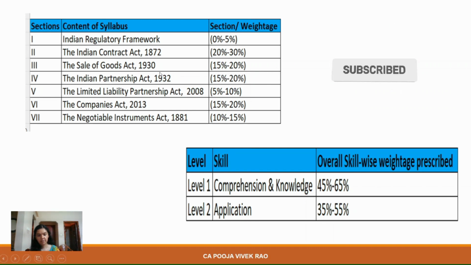So apart from these section wise weightages, following are the skill wise weightages which will be tested in the exam. So first is level 1 comprehension and knowledge based skill. The weightage allocated to this is 45% to 65%. Next is level 2 application based skill. The weightage allocated to this is 35% to 55%.